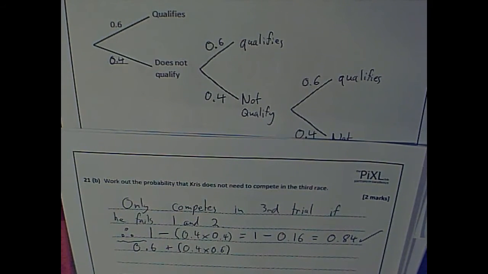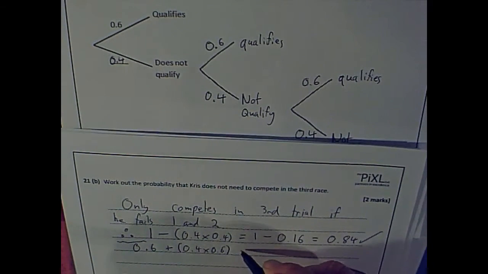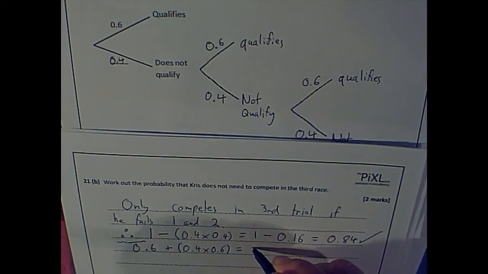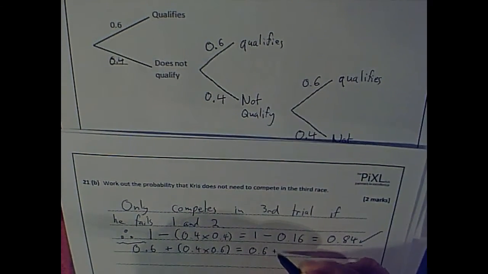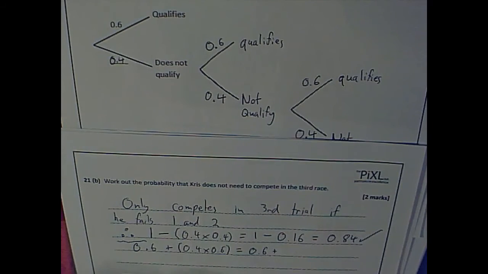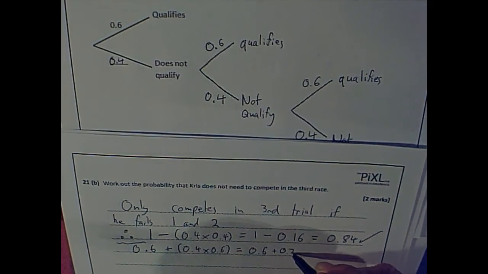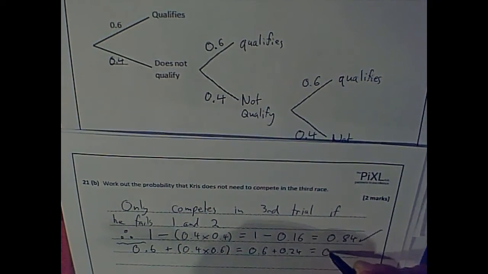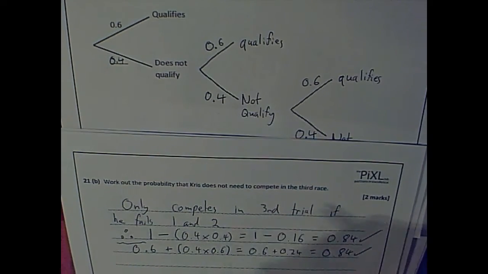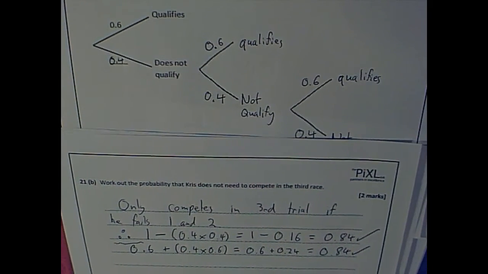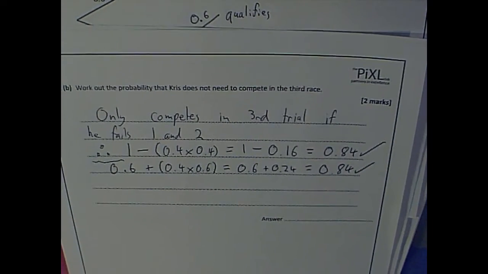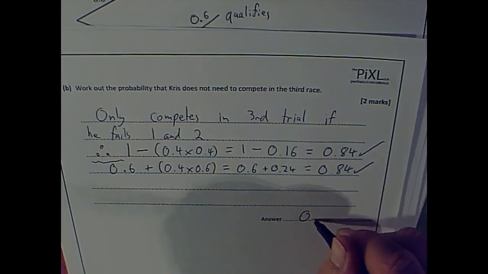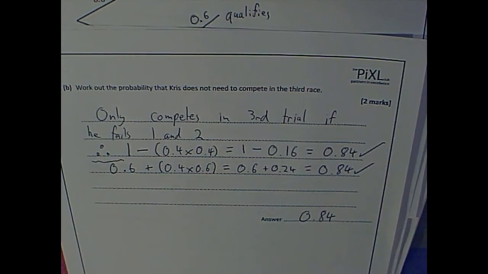Those two probabilities added together should give me the same answer as 0.84. So that is 0.6 plus, right, what's 0.4 times 0.6? That's 0.24, which is 0.84. So you can go either way with that, but my answer is still the same. It is 0.84, or 84%.